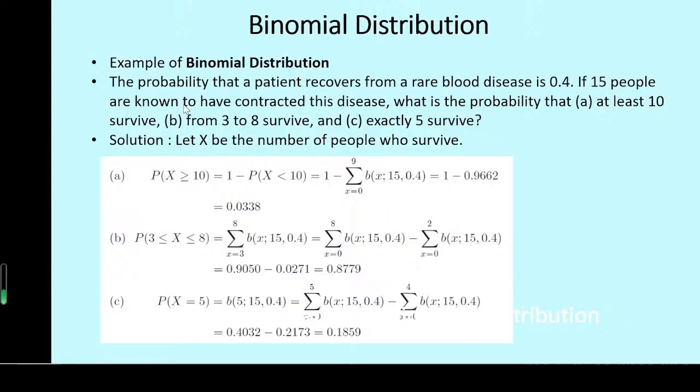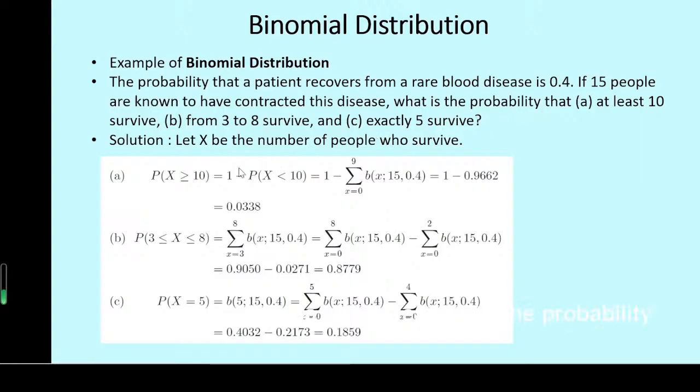Take a look at another binomial distribution. The probability that a patient recovers from a rare blood disease is 0.4. If 15 people are known to have contracted this disease, what is the probability that A, at least 10 survive, B, from 3 to 8 survive, and C, exactly 5 survive? So this is actually the binomial distribution of n equals 15 and p equals 0.4.